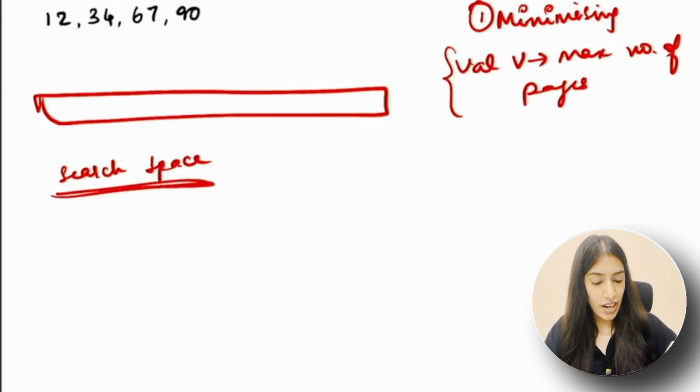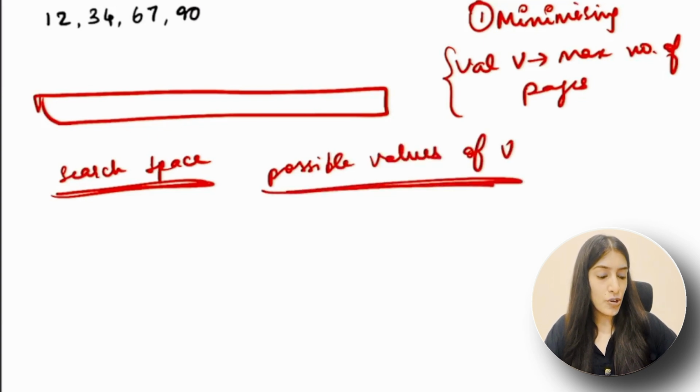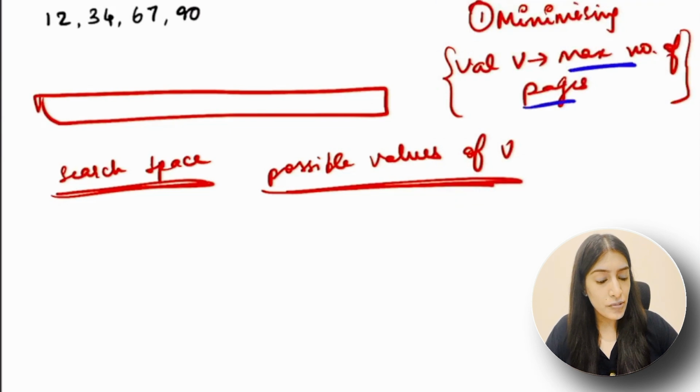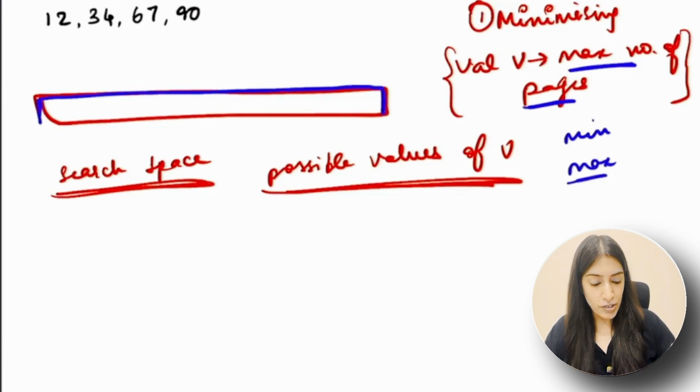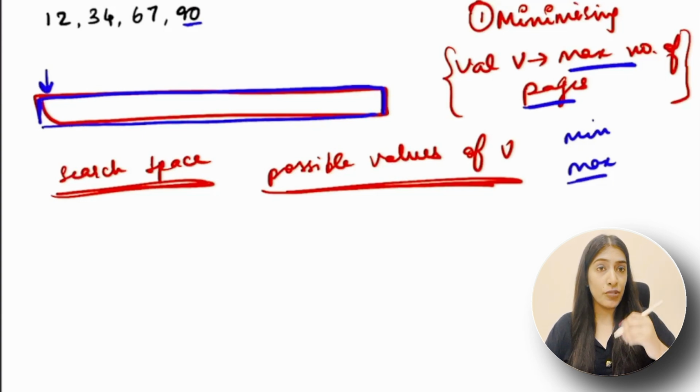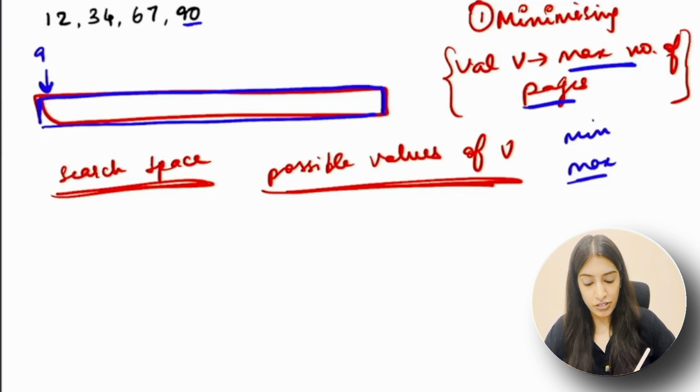So basically we are looking at what are the possible values of v. Basically, what are the possibilities of this maximum number of pages. For this, I want you to pause and think about what the minimum value of this is and what the maximum value of this is. So that is the search space that we will be looking at. The minimum value can be the maximum number of pages that is present in a book. Let me talk about why. And the maximum will be the sum of pages, the total number of pages.